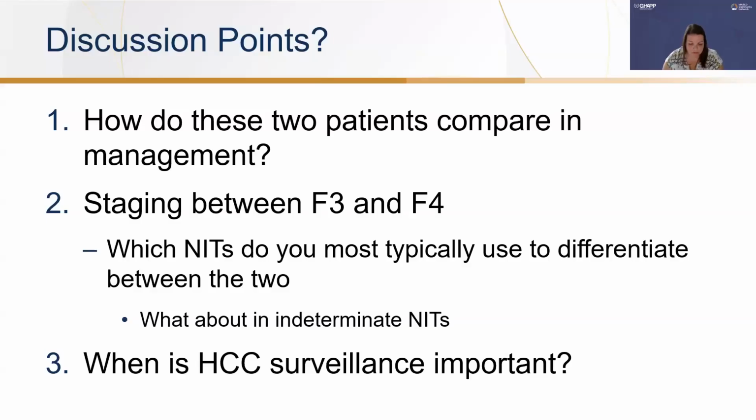And then why is HCC surveillance important? So we know that hepatocellular carcinoma occurs mostly in patients that have cirrhosis. It is very rare for somebody to get hepatocellular carcinoma without having advanced liver disease or hepatitis B. But we also know that our F3s are at risk, and EASL does recommend screening them as well. So screening every 6 months with that right upper quadrant ultrasound can be helpful to identify any lesions.